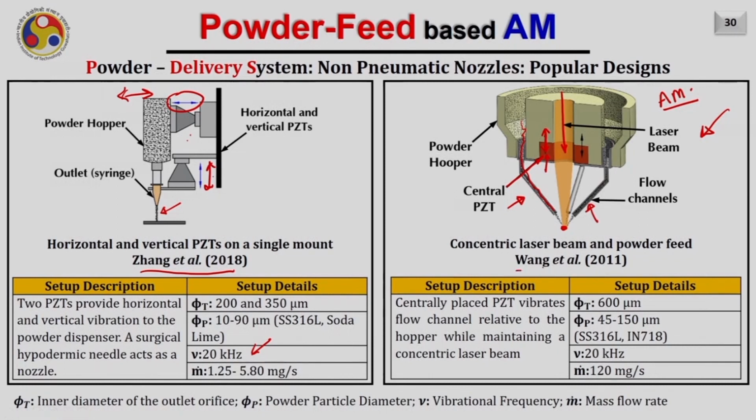Wang et al. in 2011 have tested it for stainless steel and Invar. They typically used a vibration of 20 kilohertz and they were able to deposit the material with a flow rate of 120 milligram per second. So, this is a very promising system and an already available non-pneumatic system for delivering the powder in powder feed based additive manufacturing systems without using any carrier gas.